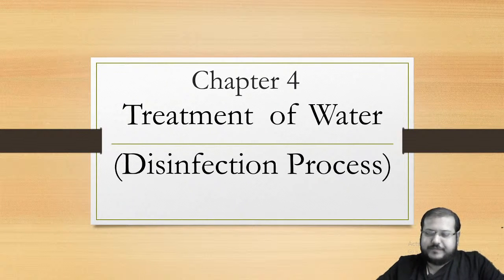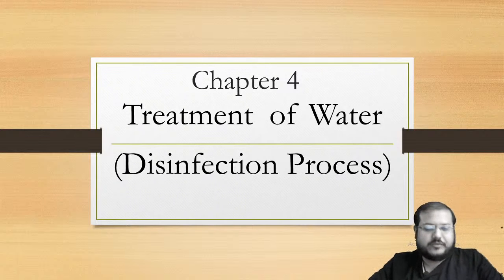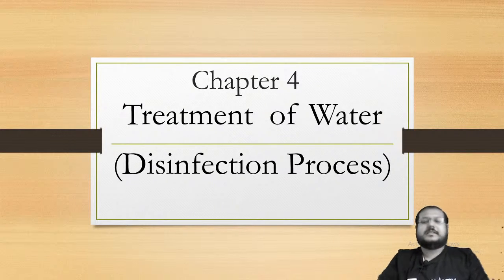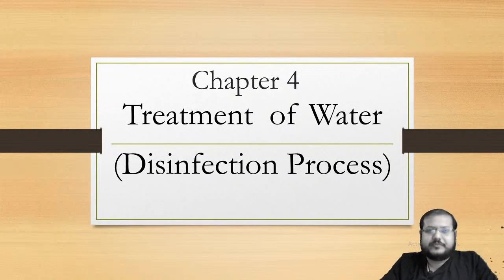Till the last class, we have already discussed the filtration technique. While discussing the treatment of water, I told you that we are concerned about two types of impurities: particles and microorganisms. By size, particles are of three types: suspended particles, colloidal particles, and dissolved solids. Suspended particles we dealt with by the plain sedimentation process. Colloidal particles we dealt with by coagulation and flocculation, and the dissolved solids by the filtration process.